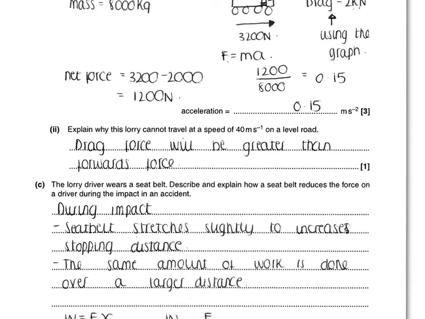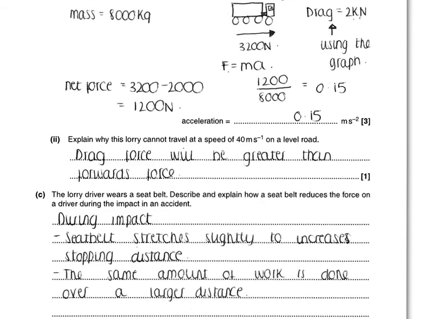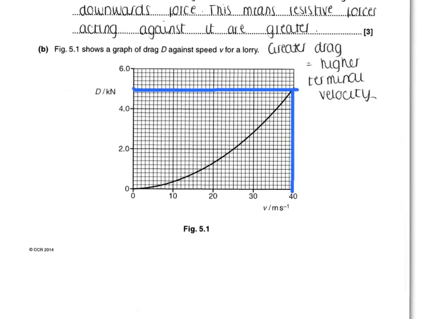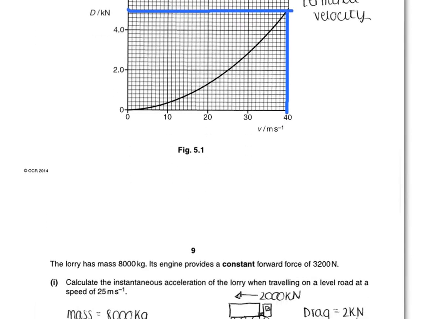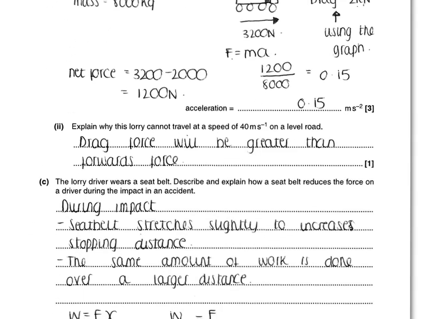Question BII asks us to explain why this lorry cannot travel at a speed of 40 meters per second on a level road. This is because if we look at the graph on the previous page, at 40 meters per second the drag equals 5,000 newtons, and as the drag would be greater than the forward force, it cannot be travelling forwards.